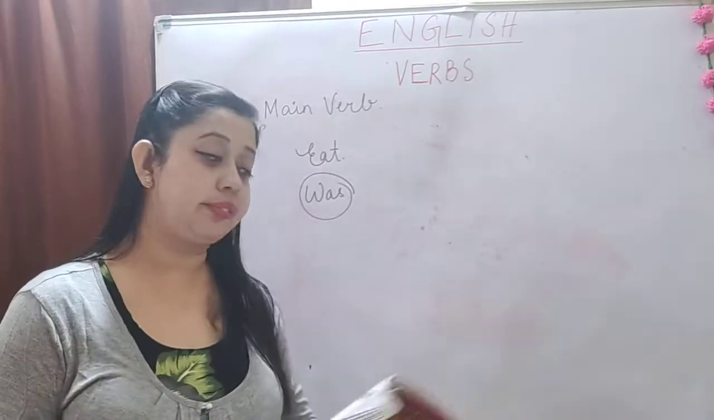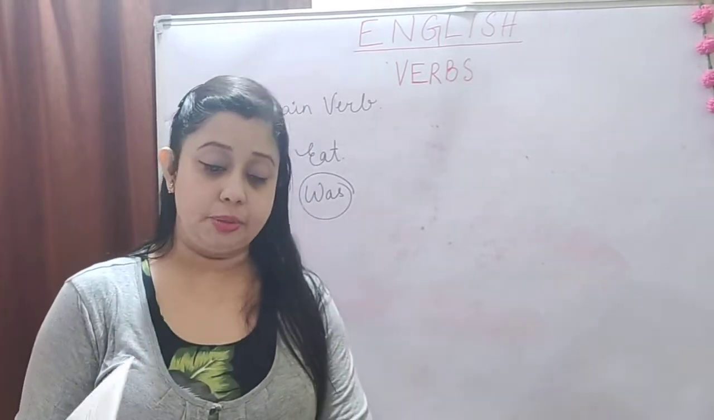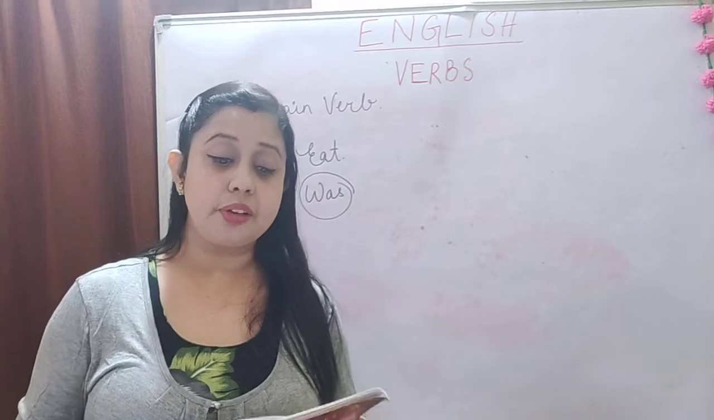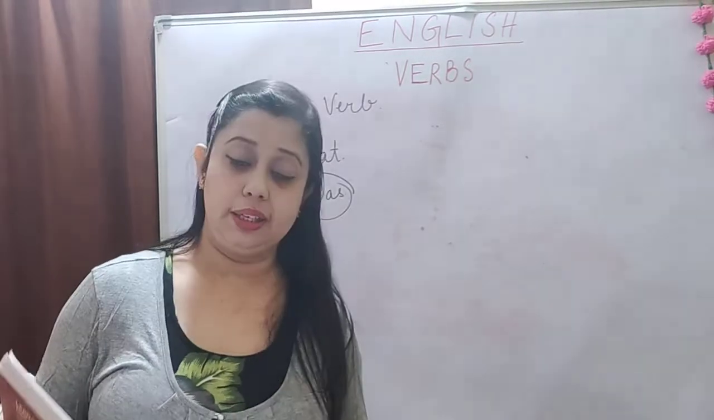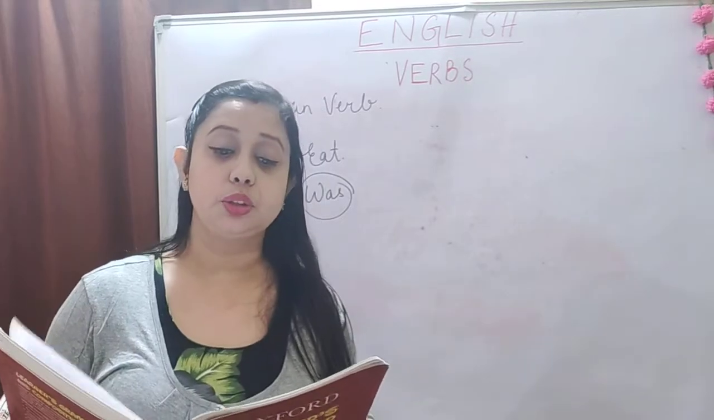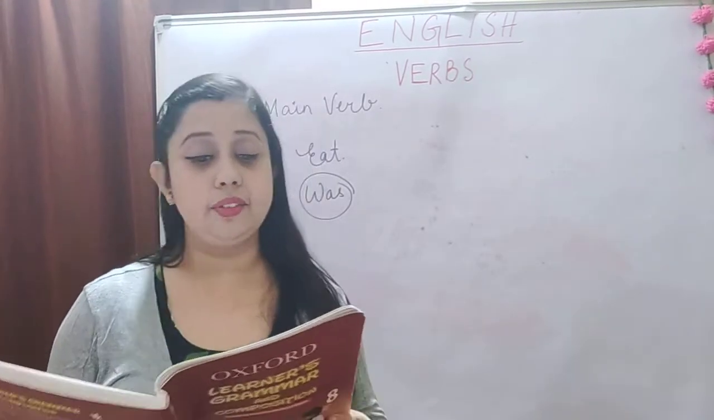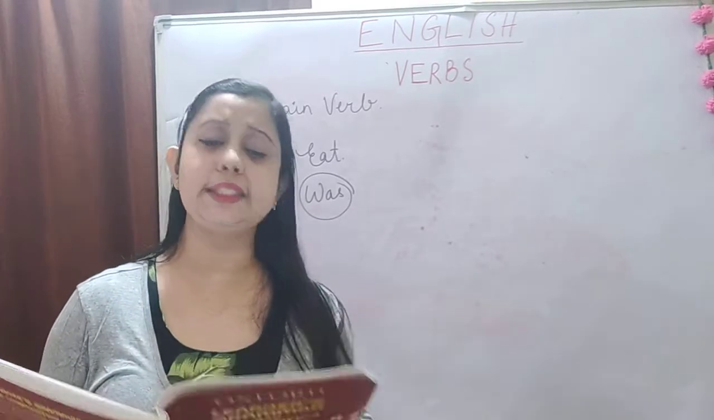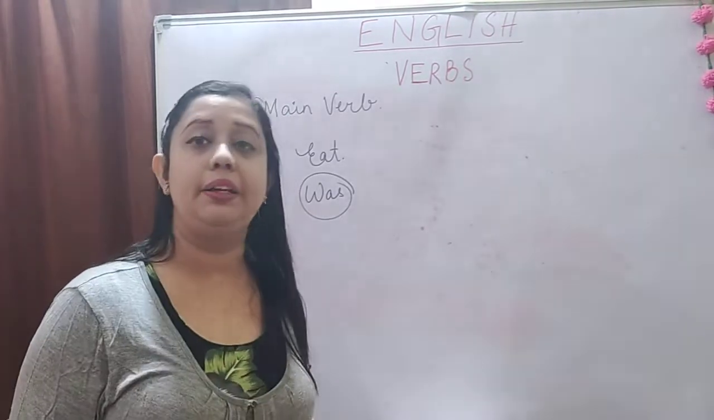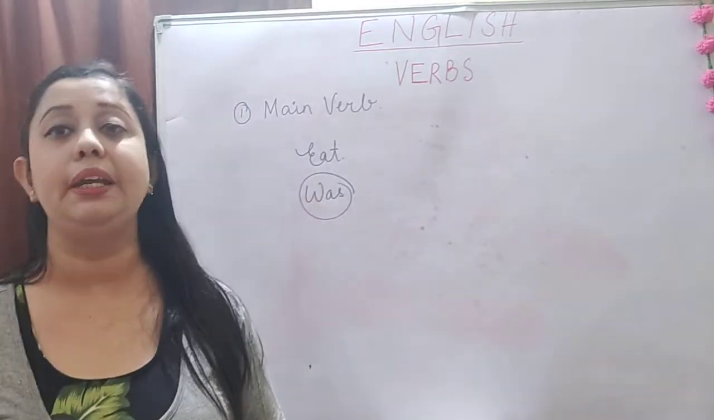Now, you have the definition of main verb also in your book. Main verbs are words that have a meaning of their own. They are also called principal verbs. So, which are the examples that are given here? Talk, eat, give, take, run, lend. So, there are so many main verbs, isn't it? So, we all can understand what a main verb is.